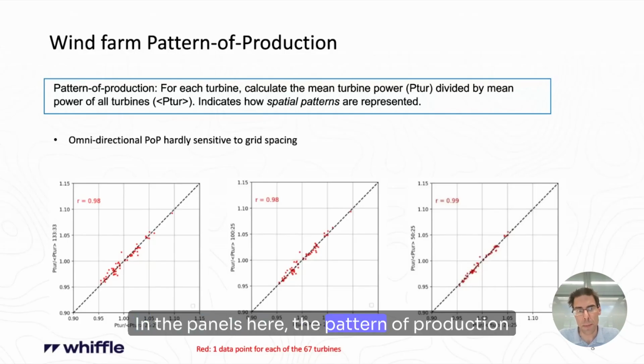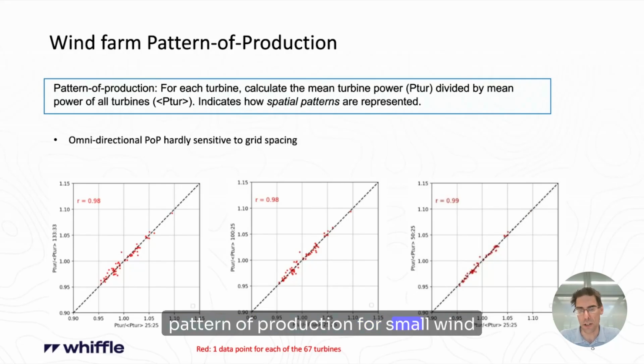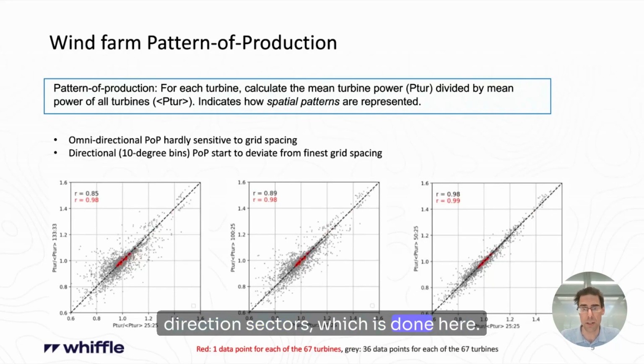In the panels here, the pattern of production for the 133 meters, the 100 meters, and the 50 meters are plotted against the pattern of production of the 25-meter simulation on the x-axis. So these are omnidirectional patterns of production, and we see that the impact of the grid spacing is small. The correlation is very high. It becomes more challenging when we plot this pattern of production for small wind direction sectors, which is done here.